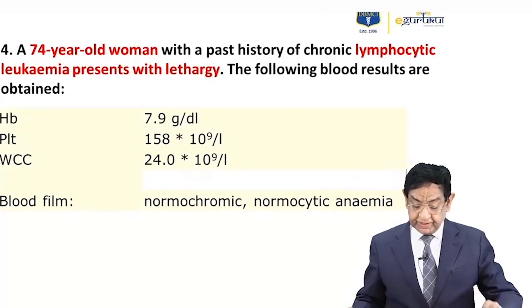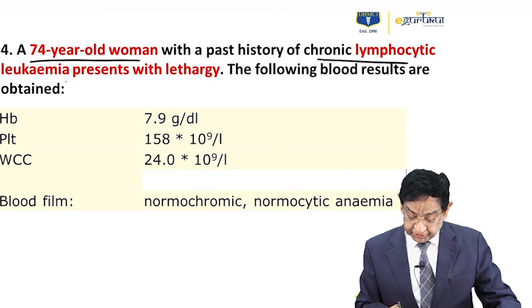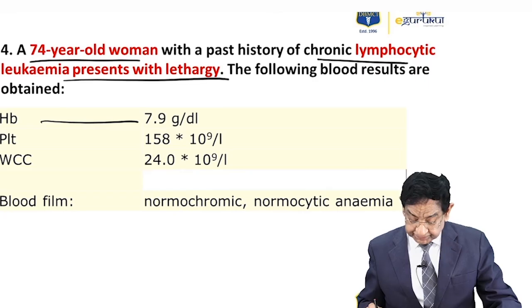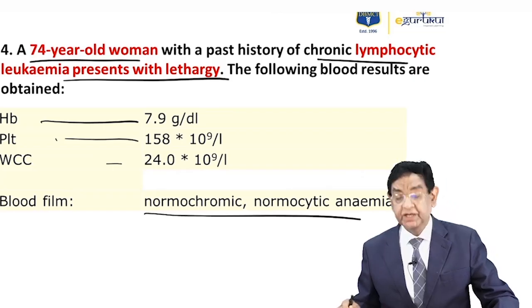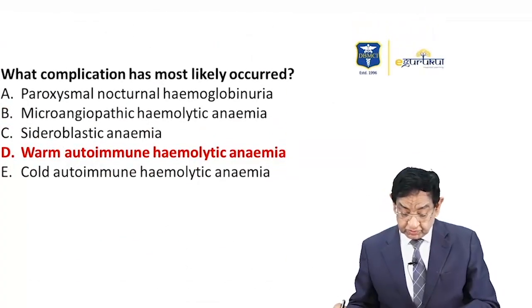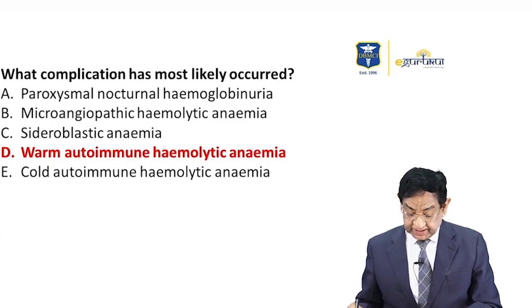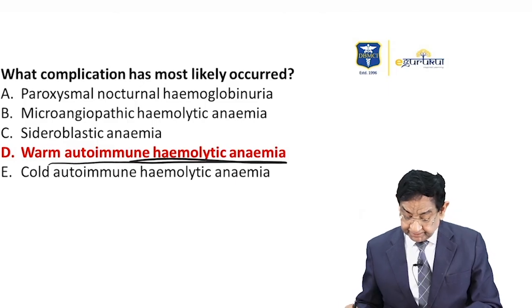Question 4. We are getting a 74-year-old woman with chronic lymphocytic leukemia and lethargy. Hb is 7.9, platelet count is 1.58, WBC is 24,000. Normocytic normochromic anemia. What is the most likely complication she will have? She is likely to have warm autoimmune hemolytic anemia.